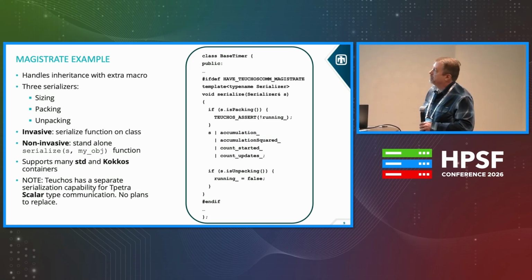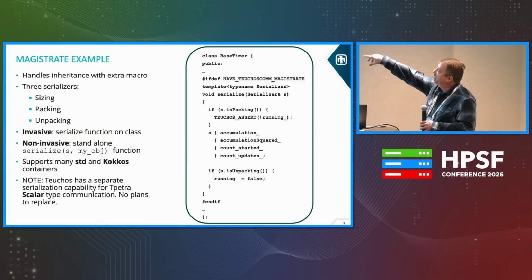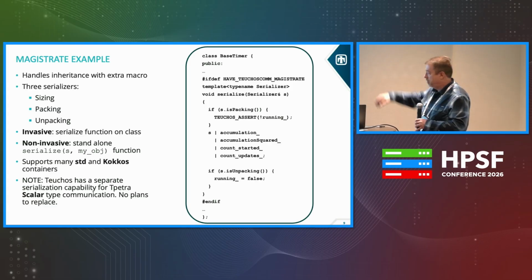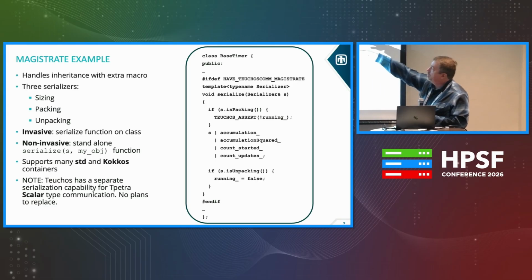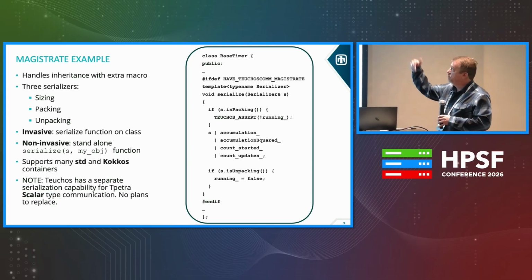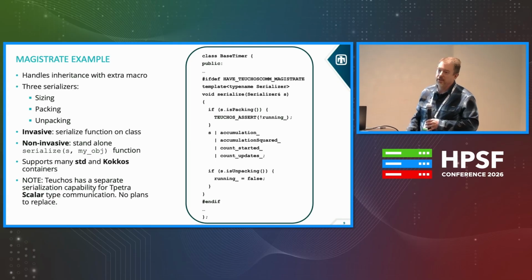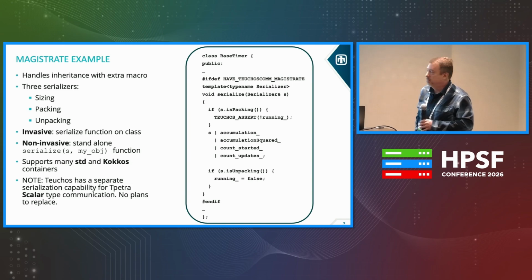So this is just an example. If you're curious to see, there's an invasive and non-invasive way. This is the invasive way. So one of the classes inside the stack timer is the space timer. All you do is add this serialize function. It's templated on a type of serializer, and then you can just take your members and pipe them. And that pipe is overloaded to use serialize, or if it's a POD type, it'll just do the memcpy. It'll copy the data into the buffer that you want to serialize to.